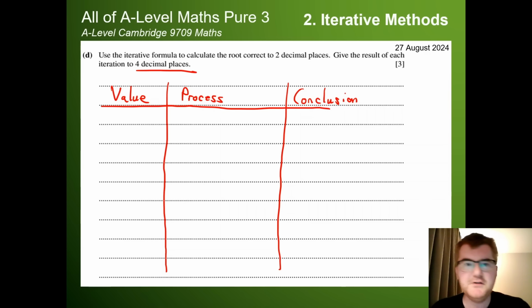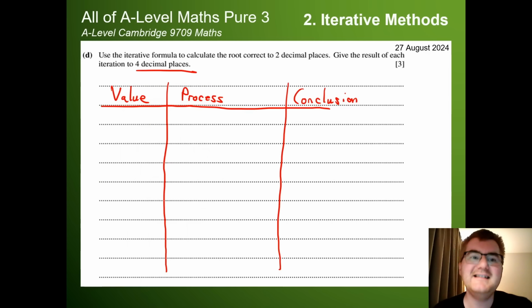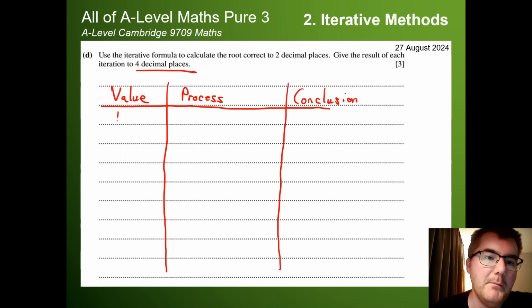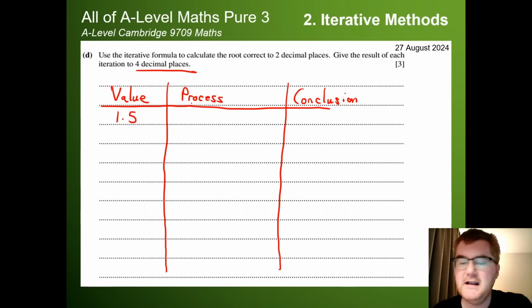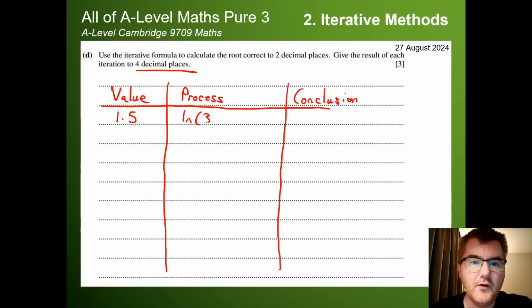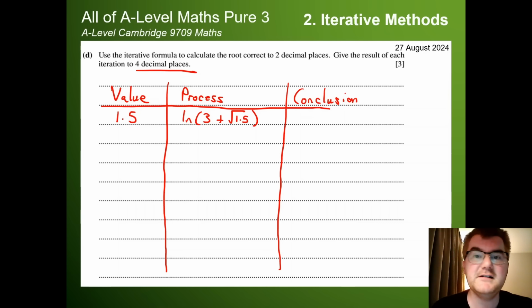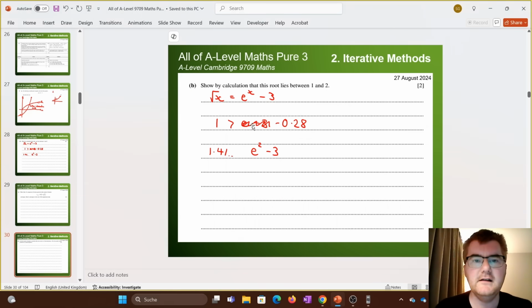So we're doing this between 1 and 2. So if we don't know really anything going on so far, I'm just going to take 1.5 as a reference point and use this formula. So we have the natural log of 3 plus the square root of 1.5. Certainly I can't do that in my head. So let's put down this value.